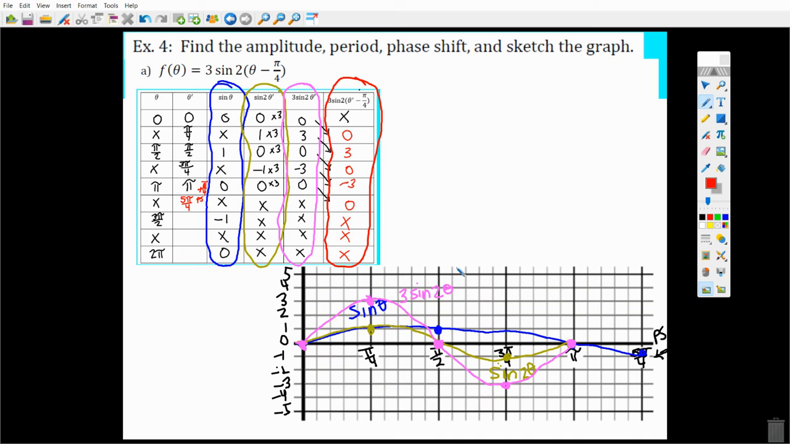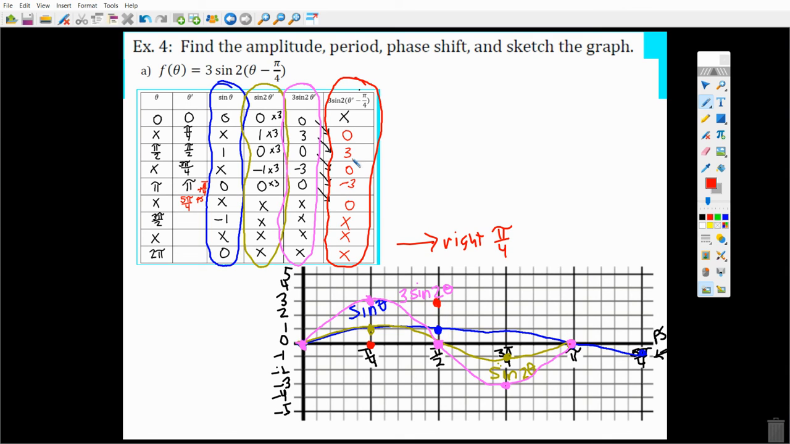Finally, we get to graph our phase shift. All this means is that the pink graph is going to move to the right by pi over 4 units. So literally this one is going to move to pi over 4. This one is going to move to pi over 2. This one's going to move to 3 pi over 4. This one's going to move to pi, and pi is going to end here at 5 pi over 4. So again, this 0 is going to shift to pi over 4. Okay, that's 0. Next, this one here is going to shift to pi over 2.